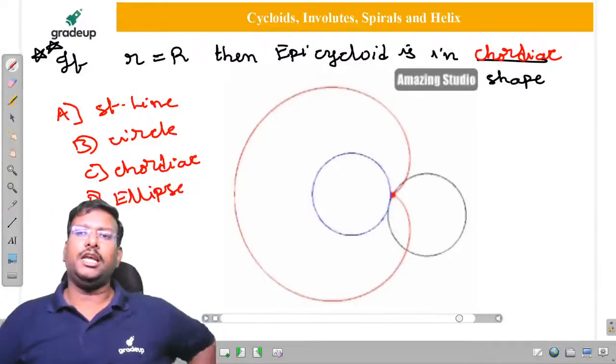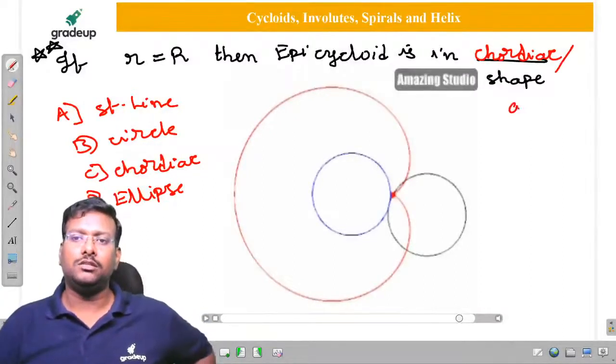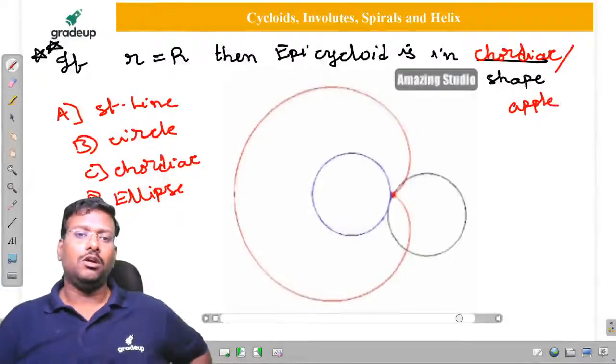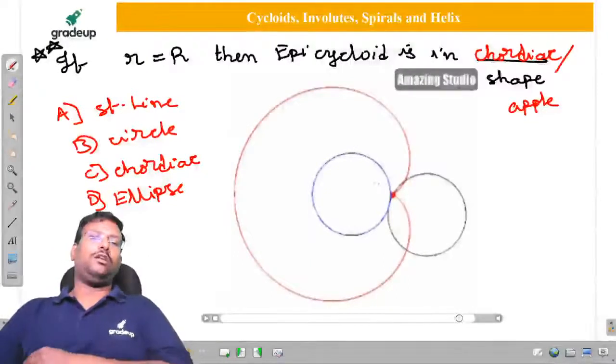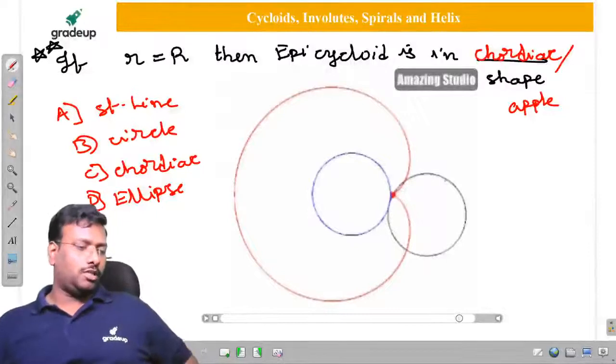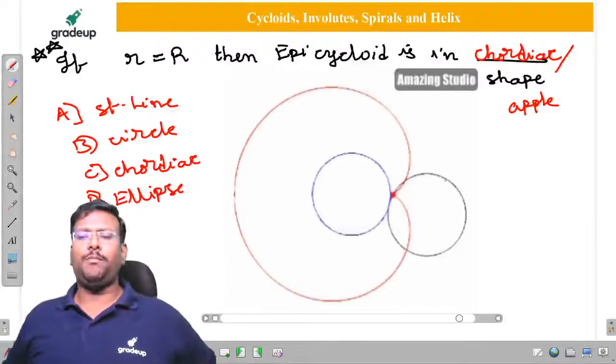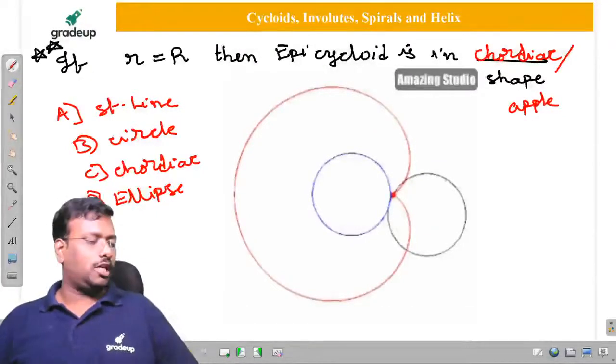Yeah, you can say it as an apple or cardiac. So both heart shape or apple shape. Most of the textbooks mention it as a cardiac shape, but apple is also the correct answer.